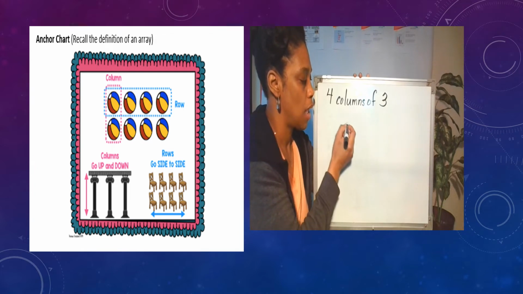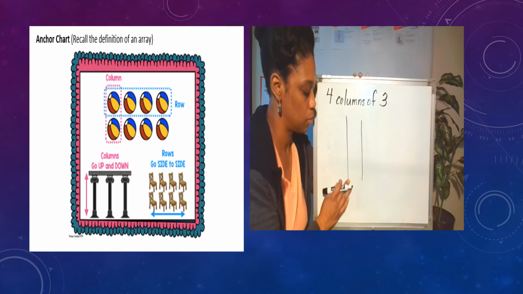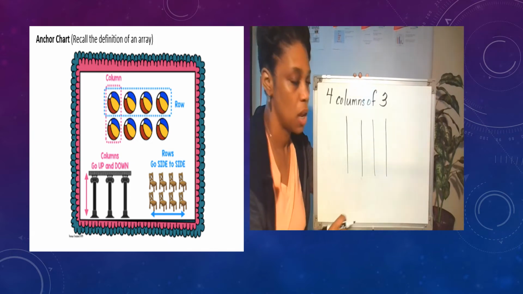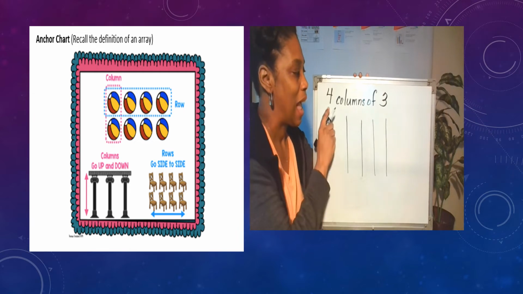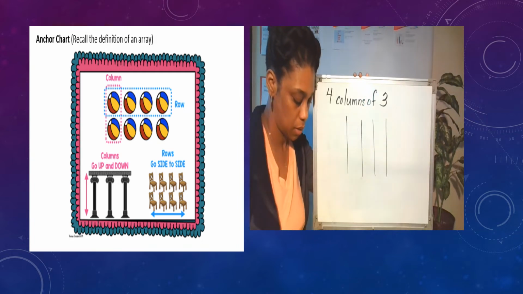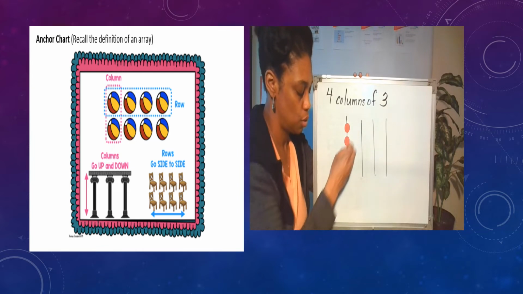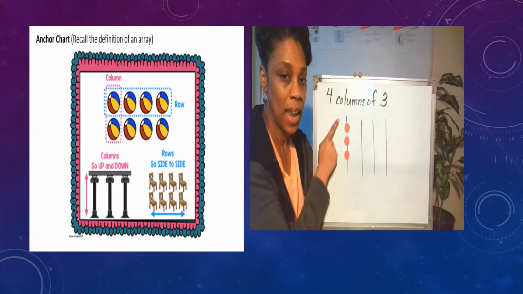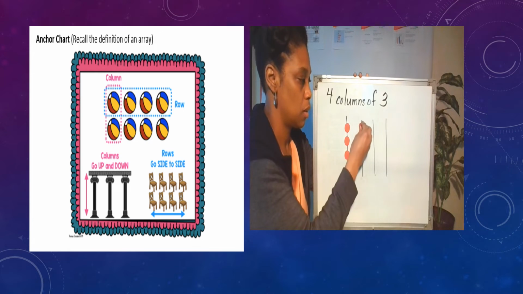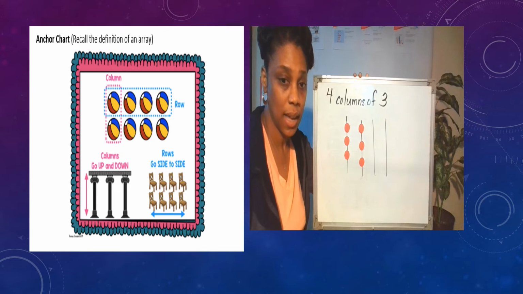4 columns. 1 column, 2 columns, 3 columns, 4 columns. So I have 4 columns. How many chips am I going to put on each one of those columns? I'm going to put 3 chips. So watch me. 1, 2, 3. And the way I like to do it in columns so I don't get confused is I like to build on top of my columns. 1, 2, 3. Now I'll go to the next column.